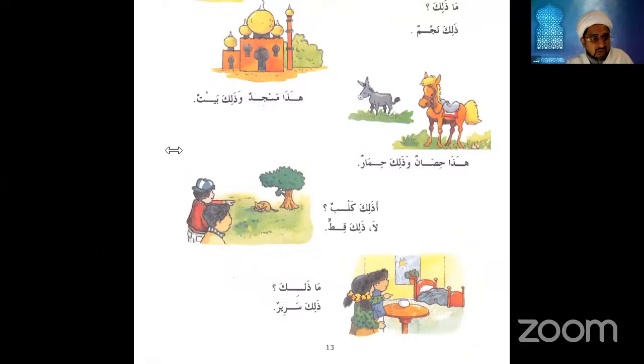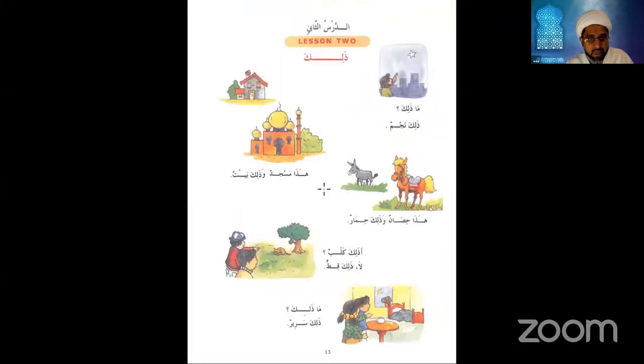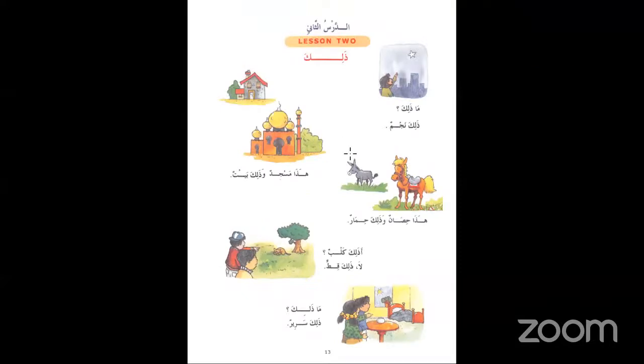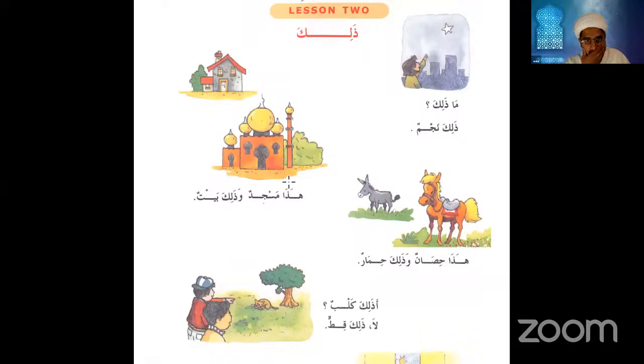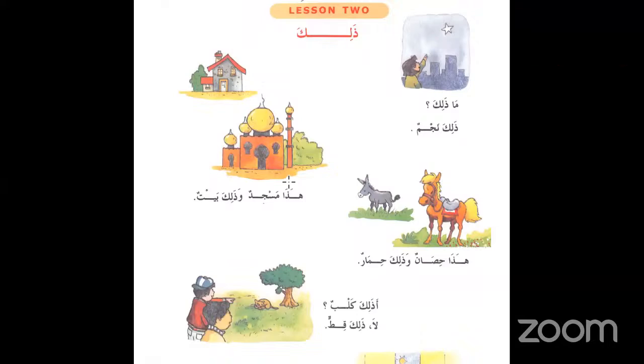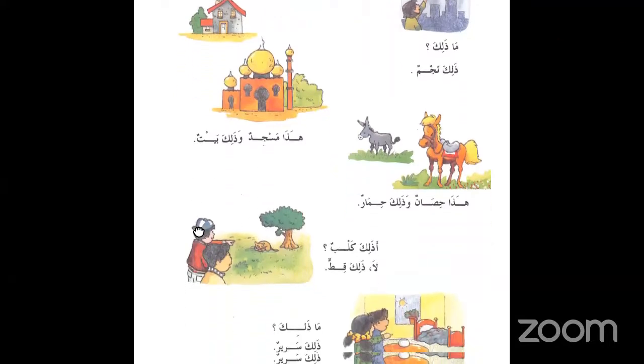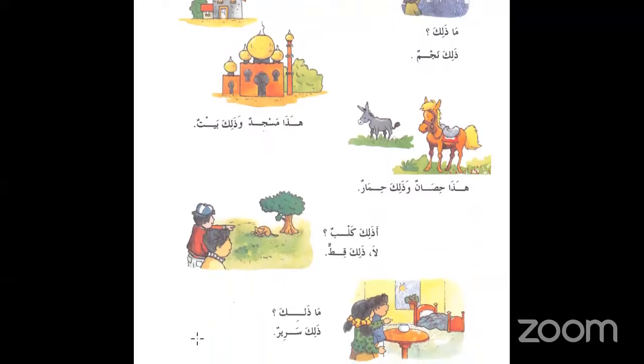So Sister Akila Haji, Bismillah. Ma dhalika, what is that? Correct. Dhalika najmun, that is a star. Hada masjidun, this is a masjid. Wadhalika baytun, and that is a house. Correct.